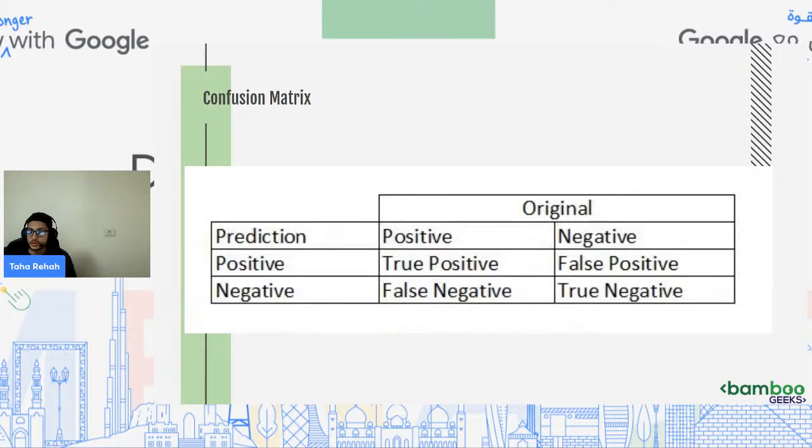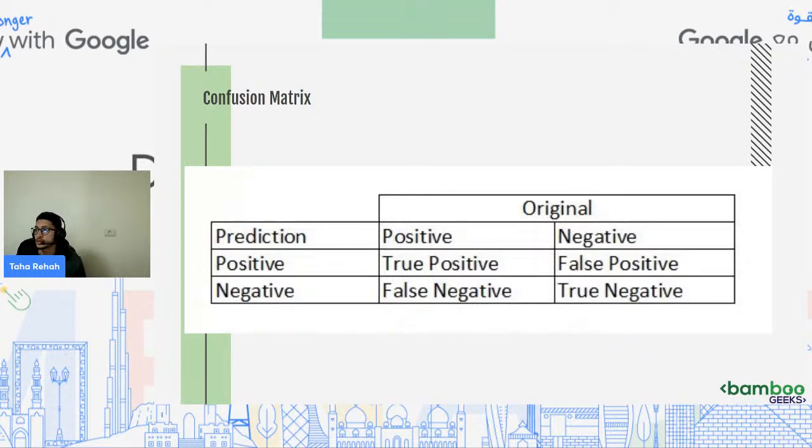There are also two other variables, false positive and false negative. Basically, a false negative is a prediction the model made that it's negative, but it's actually positive. And a false positive is completely the opposite: the model said that X is positive, but actually X is negative.